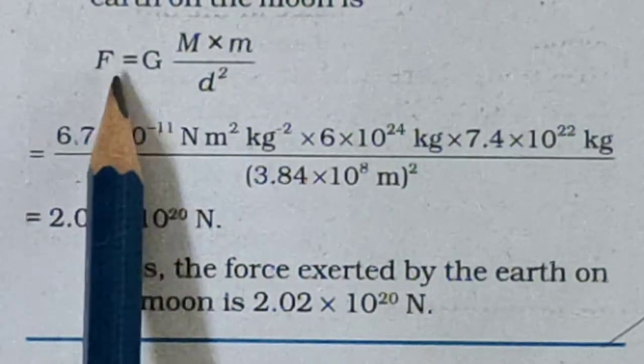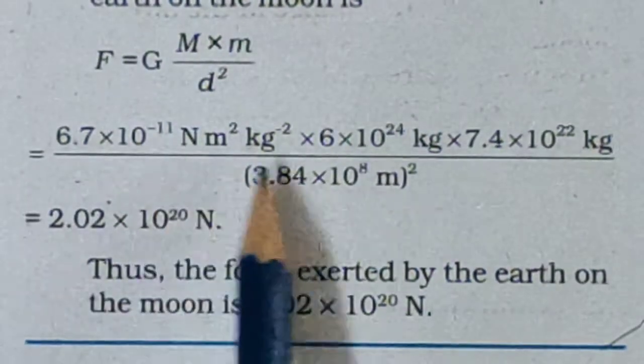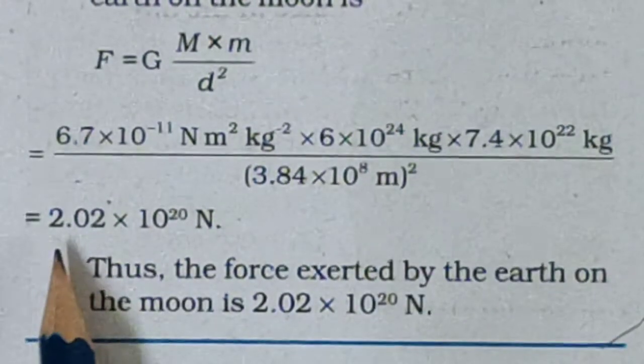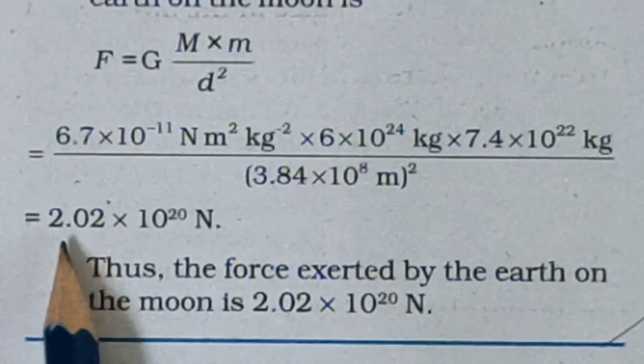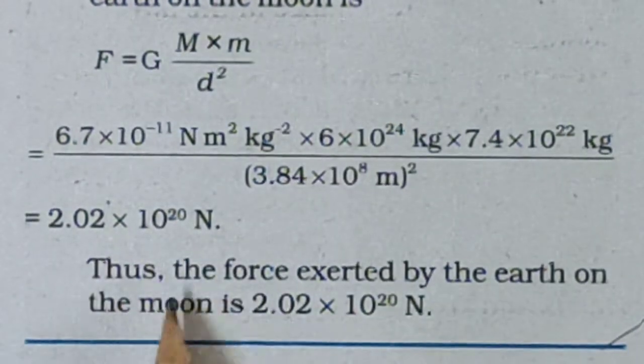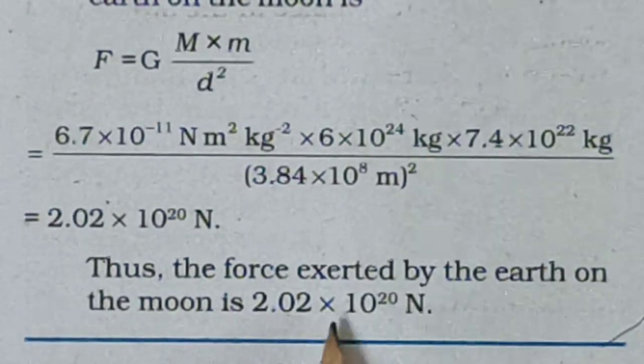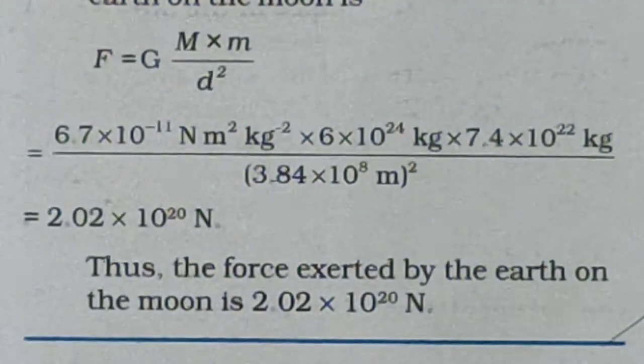In this equation, F is equal to G M into m divided by d square. After calculations, the force has become 2.02 into 10 to the power of 20 newtons. Thus, the force exerted by the earth on the moon is 2.02 into 10 to the power of 20 newtons.